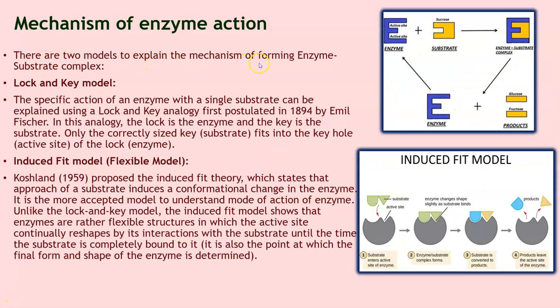There are two models to explain the mechanism of forming enzyme substrate complex. The first one is the lock and key model. Here, this is the image of a lock and key model. The specific action of an enzyme with a single substrate can be explained using lock and key analogy, first postulated in 1894 by Emil Fischer. In this analogy, the lock is the enzyme and the key is the substrate. Only the correctly sized key, that is a substrate, fits into the keyhole, that is the active site of the lock, that is the enzyme.